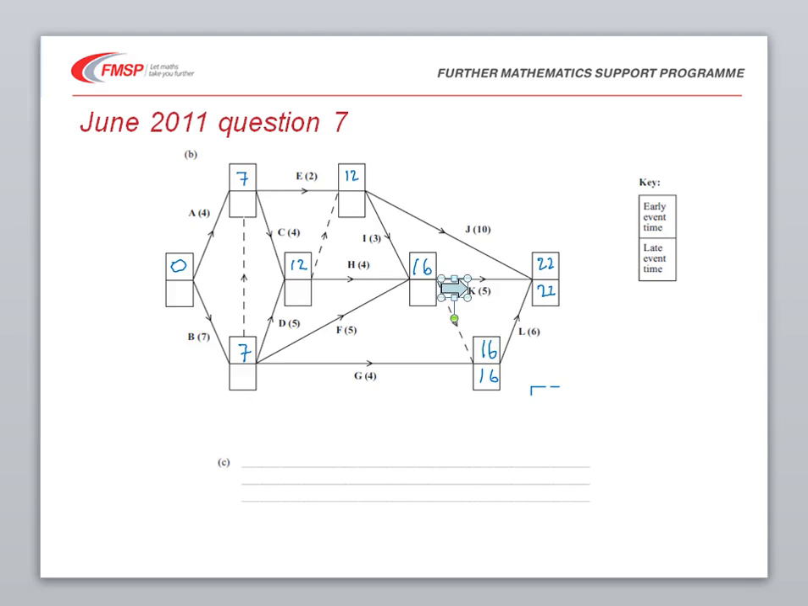22 minus 5 is 17, but we've got to look at the 16 that's here, and so therefore the latest that we can be there is not 17 but it's 16.